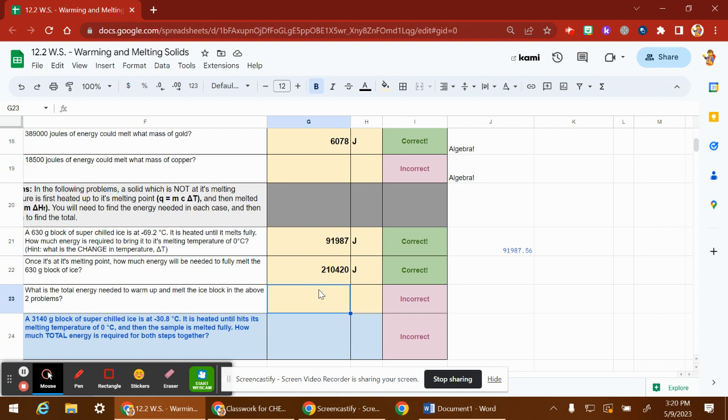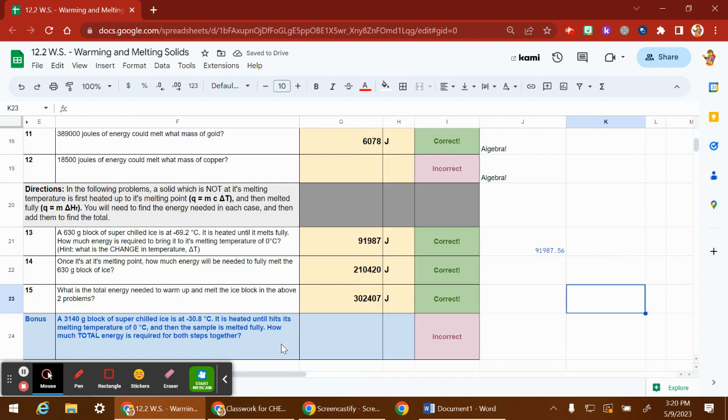It took 91,987 joules to warm the ice up, plus 210,420 joules to melt it. That's a grand total of 302,407 joules to do the whole deal. When you are dealing with both temperature change and phase change at the same time, you must break the problem into every temperature increase and every phase change, and then add them all together.